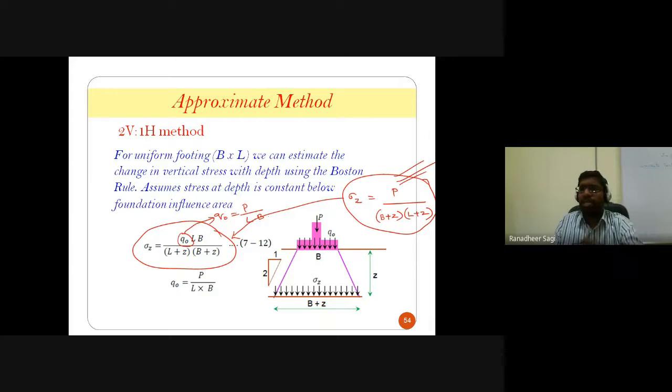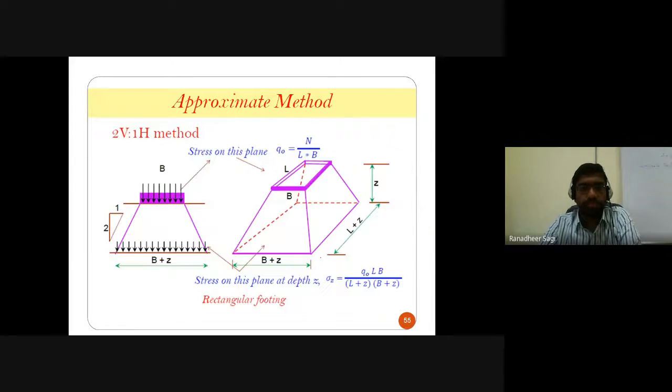So at any particular depth, based on this approximate method, where the slope at which the load is being distributed is assumed to be 2:1, the increment in stress in the vertical direction can be simply calculated as P by the area over which that load is getting distributed. What is the area available? In the width direction, it is B plus Z. In the length direction, it is L plus Z. This picture clearly shows how the load is being distributed in the width direction as well as in the length direction.